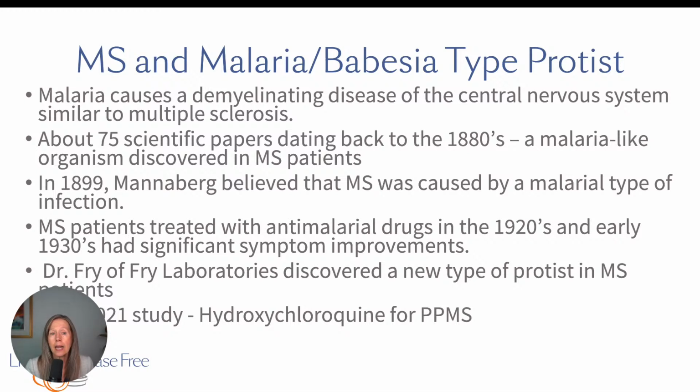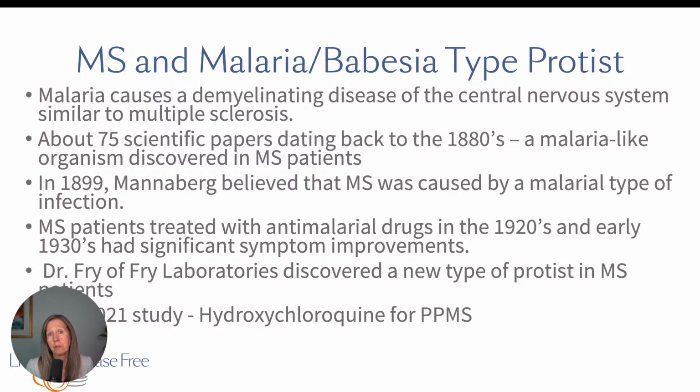In 1899, researcher Manneberg believed that MS was caused by a malaria type of infection. MS patients treated with anti-malarial drugs, it was quinine at the time, in the 1920s and early 1930s had significant symptom improvements, and some of them were virtually symptom-free. There was a malaria outbreak in the United States at that time, and so they were treating people with this malaria drug, quinine, and people that had MS had this extra benefit, their symptoms going away by using this drug.